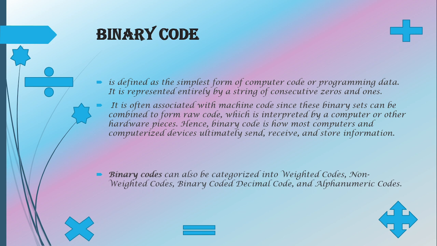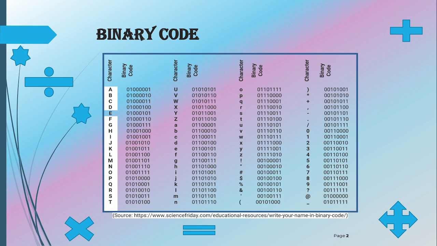Binary codes can also be categorized into weighted codes, non-weighted codes, binary coded decimal code, and alphanumeric code. Binary code is advantageous since it is suitable for computer application and digital communication. It is used to analyze and design digital circuits, and implementation is easy since only 0 and 1 digits are being used. So note that the digital data is represented, stored, and transmitted as binary code group, which is also called binary code. So this code is represented by the number as well as the alphanumeric table.